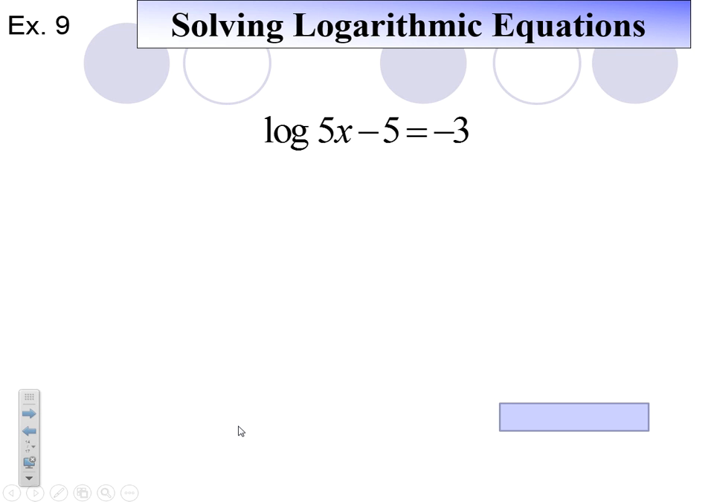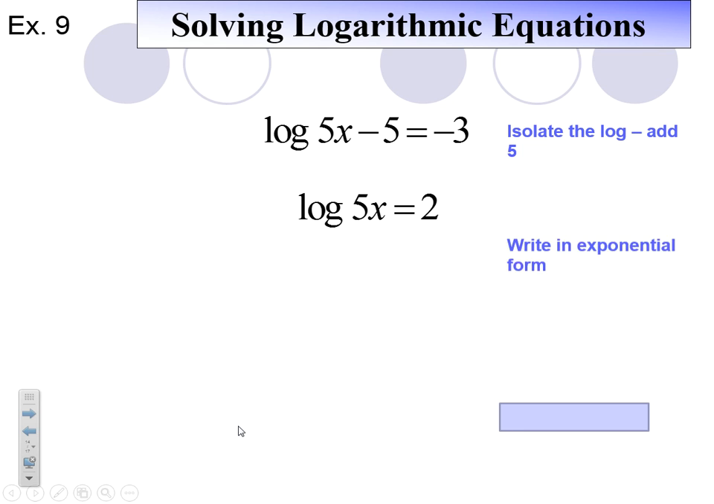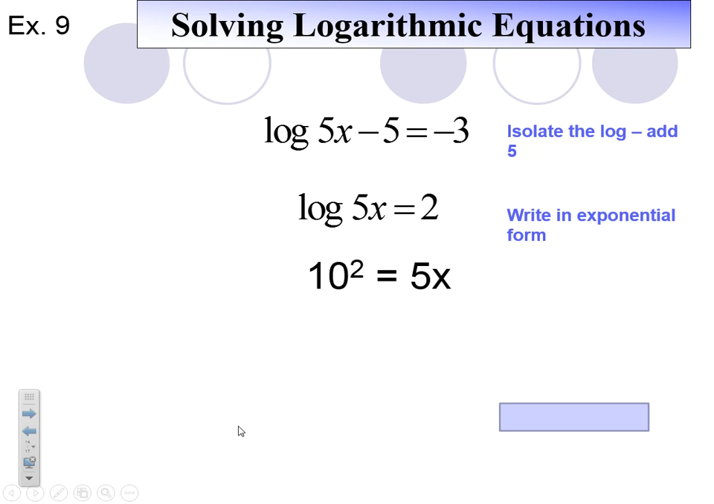Here is another example. We see log only on one side of the equal sign, but we want to isolate the log by adding 5 on both sides. Now the log is isolated, we can write our equation in exponential form. Now that it is in exponential form, we can simplify the 10 to the second power and then solve our equation for x. And x is 20, and of course we definitely want to do a check.